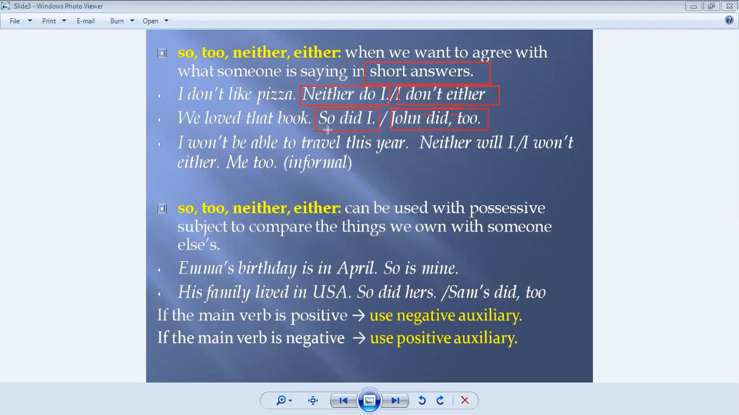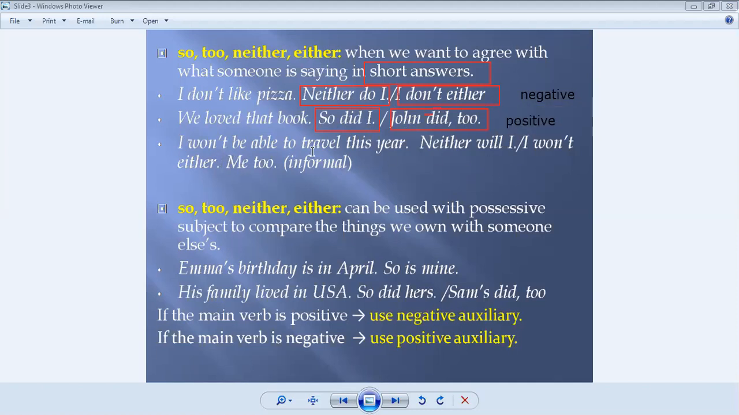You see, this one we have so, and we have here too. But here we have either and neither. When do we use this one? When we have anything negative. If there's something involved with the negative, you're going to use either, neither. But if your main sentence is positive, you're going to use so and too.